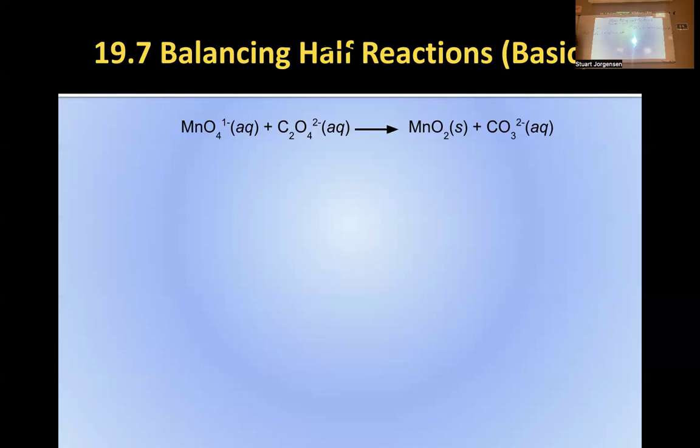What's the lowest common multiple between 2 and 3 electrons? 6. Multiply this by 3. Multiply this one by 2. Here we go. We got 6 waters plus 3 C2O4 2 minuses going to 6 CO3 2 minus plus 6 electrons plus 3 times 4 is 12 H pluses. All right, that was fast.